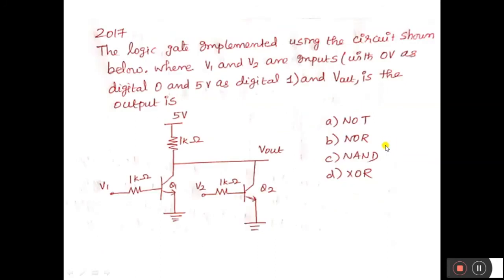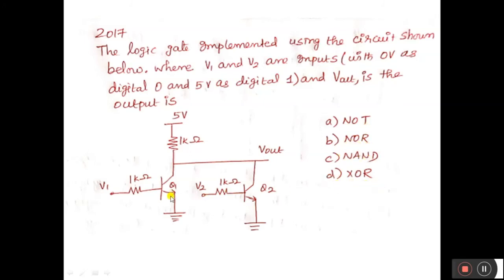Next question. The logic gate implemented using the circuit shown below, when V1 and V2 are inputs with 0 volt as digital 0 and 5 volt as digital 1, and Vout is the output. This question was asked in GATE 2017. The options are option A NOT gate, option B NOR gate, option C NAND gate, option D XOR gate.